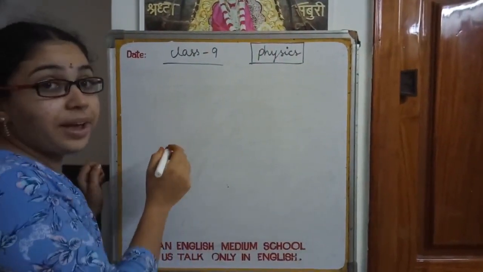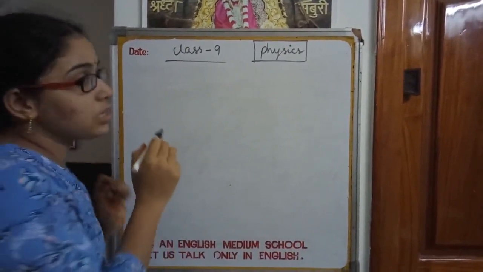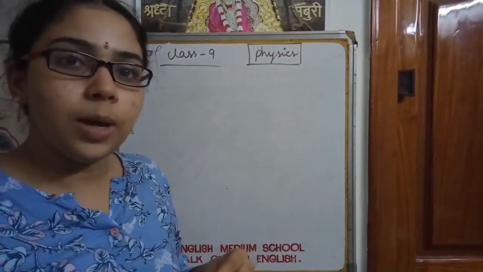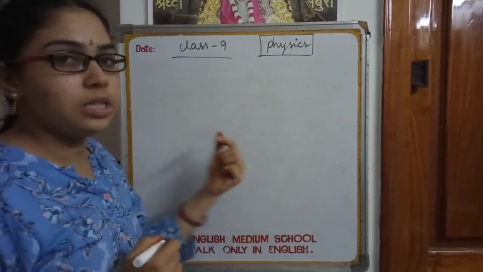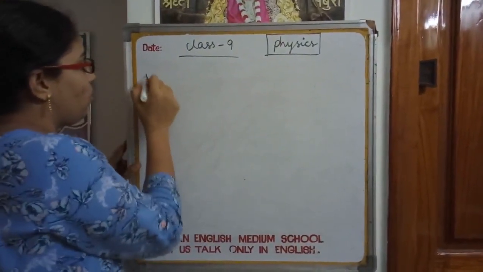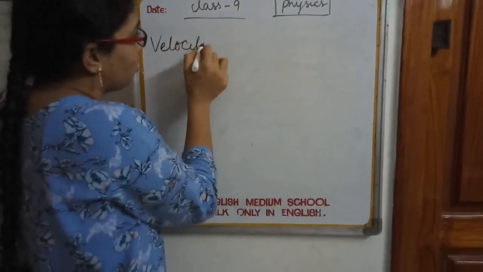In the previous session I explained to you the graphical representation of motion, and in that, two types of graphs are there. Those are the distance time graph and the velocity time graph. I explained the distance time graph in that session, and now I am going to explain the velocity time graph.